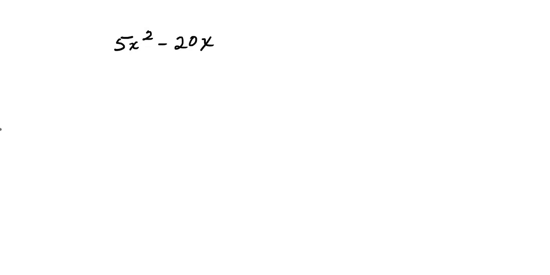In this example, I'm still going to be factoring out the greatest common factor. And looking at the numbers, 5 and 20, my greatest common factor is 5. When I look at the variables, there's an x in common, so my greatest common factor is 5x. So when I factor out the 5x, I'm left with x minus 4 inside the parentheses. So there's my final answer.